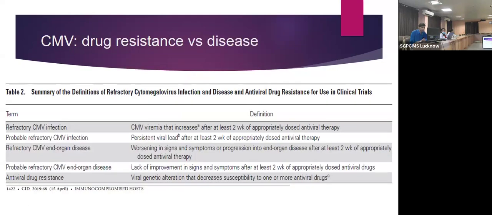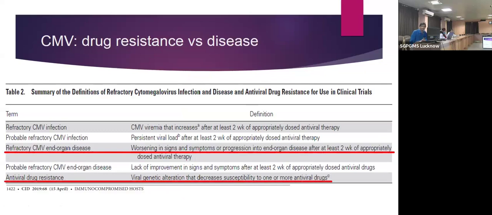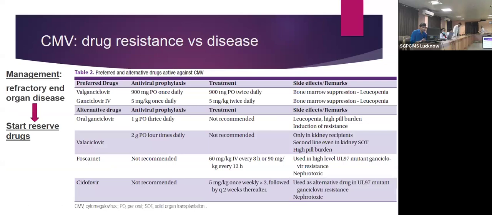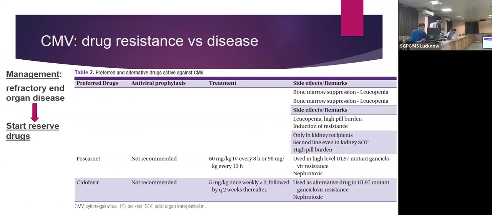And these are the definitions you can read. And when it is the resistance, when it is refractory actually. Whenever refractory end organ disease or resistance is there, we have no choice but to use reserve drugs. These are the usual drugs, but they no longer work. We are only left with foscarnet and cidofovir, and if foscarnet is not working, nothing will work.